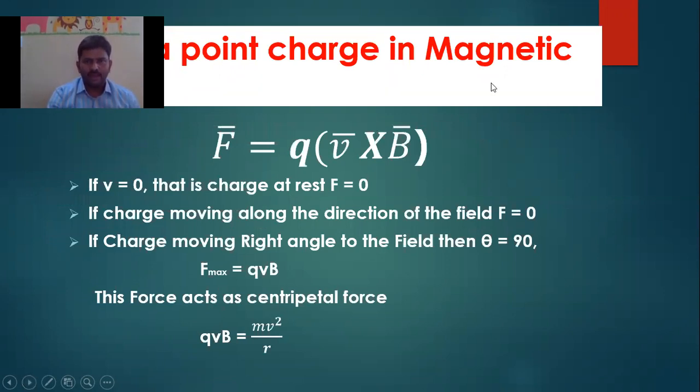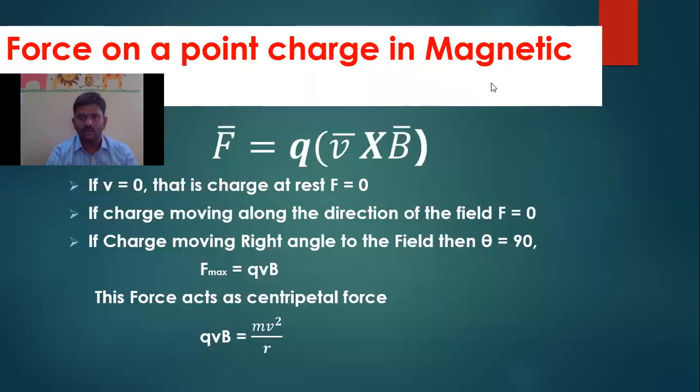Okay, let me start with this. Force on a point charge in magnetic field. The expression is given by, as shown in the screen, F bar is equal to Q of V bar cross B bar. Here Q is the charge, V bar is the velocity of the charge because the charge is moving in magnetic field. B is the magnetic field in which this charge is moving. Then the force experienced is Q times the cross product of V bar and B bar.